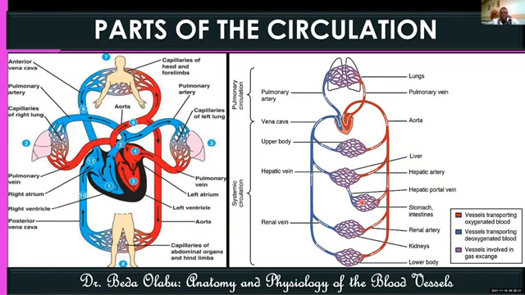The other portal system is existent between the hypothalamus and the pituitary gland, where blood vessels go to the hypothalamus. There's a capillary bed there. Then there's vascular connection between hypothalamus and the pituitary gland. Then in the pituitary gland, there's another capillary bed. So we see two capillary beds in that one circuit.